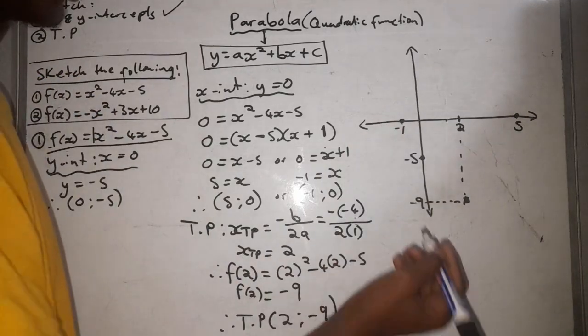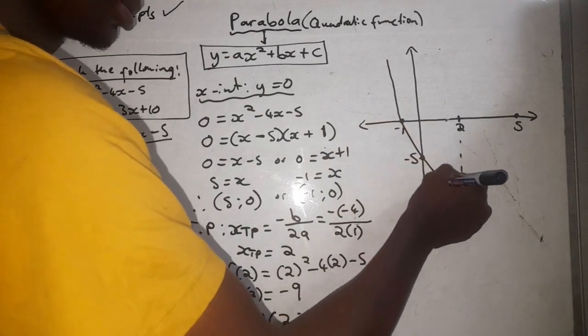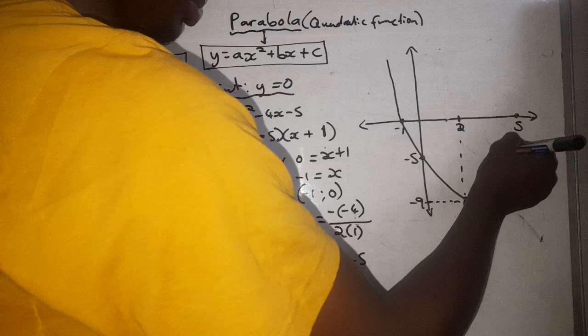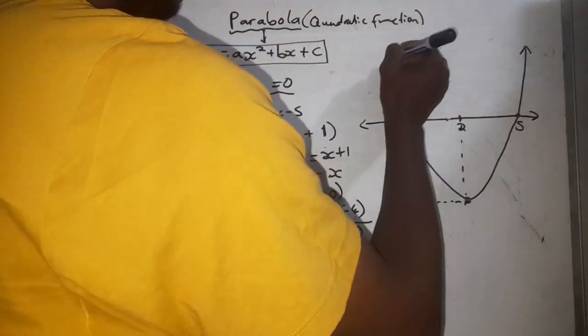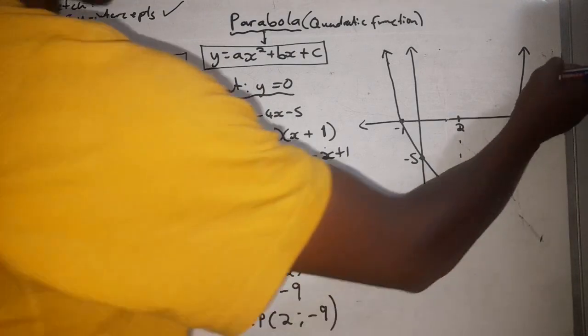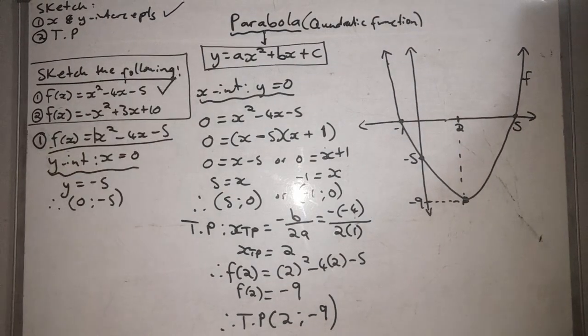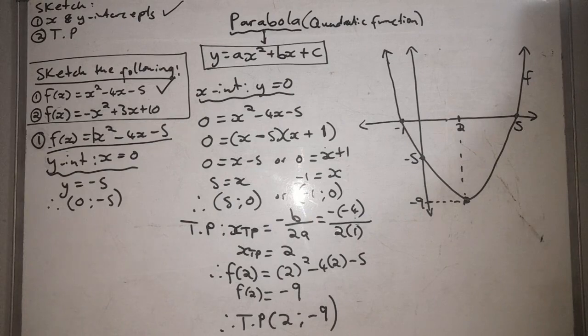Now let's just join the points. Then there, and name your graph F. So that's the answer to the first question. Check mark. I'm going to wipe everything so we can do question number 2 to save space.